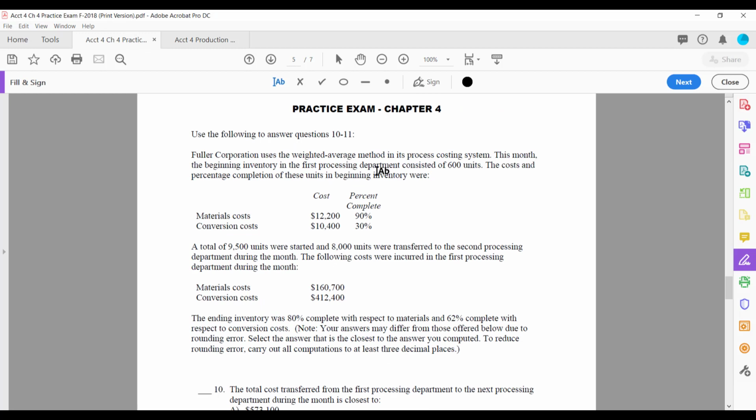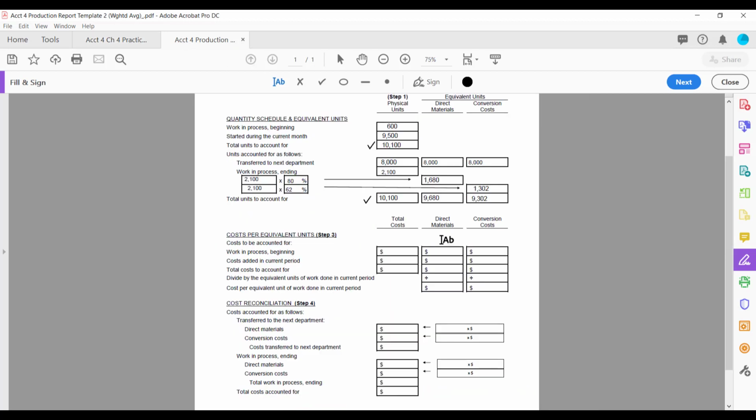So let's see what they gave us. In terms of beginning inventory, it says the cost and percentage completion of the units in beginning inventory were as follows. So far we had spent 12,200 and 10,400 respectively on materials and conversion costs. So we're just going to plug that into that template. The beginning inventory materials cost so far was 12,200. So in the template, that's where I'll plug in that 12,200. And the conversion cost was 10,400.